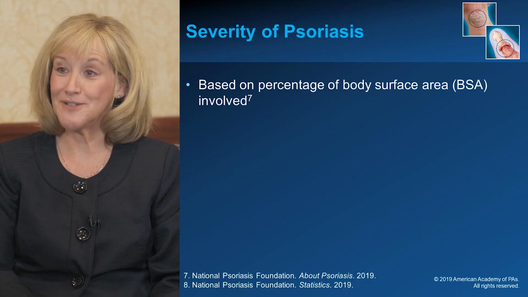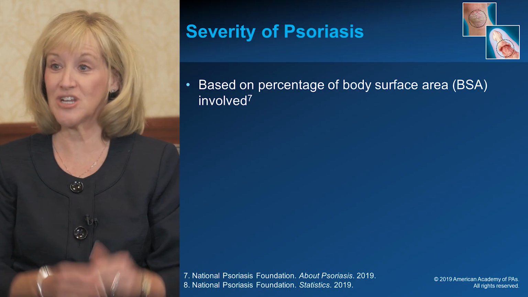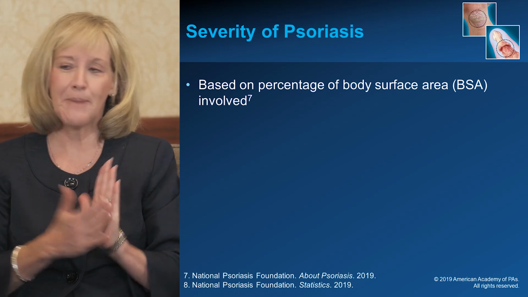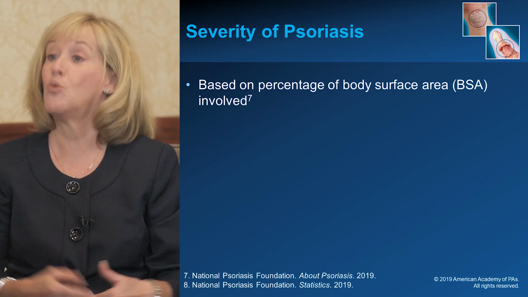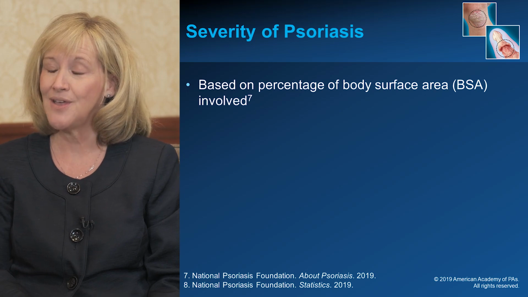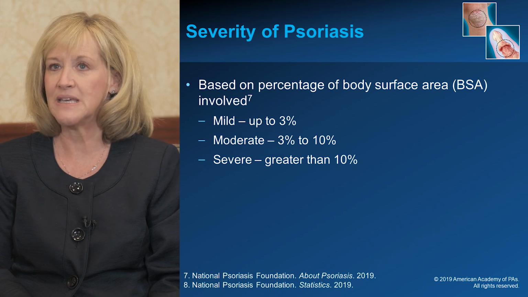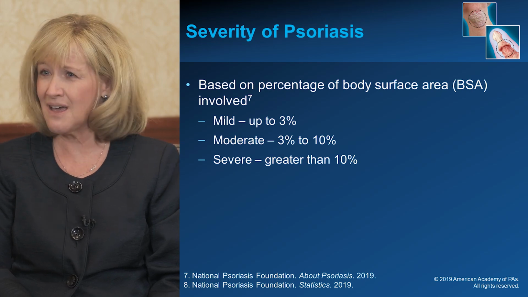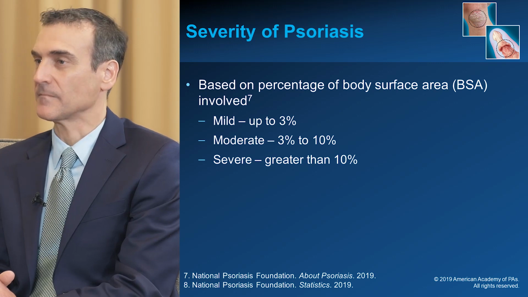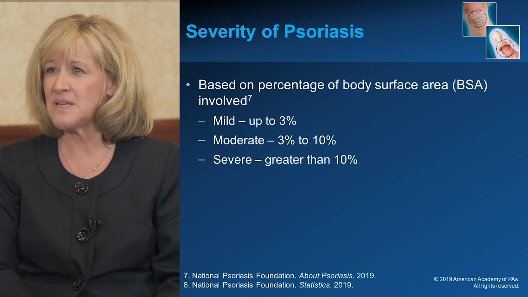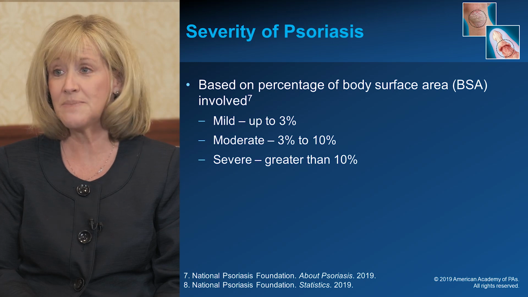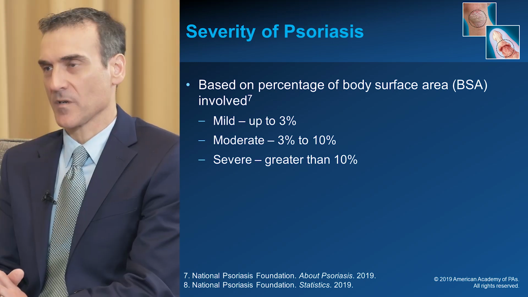How do we stage or grade the severity of psoriasis? One way you can do that is by looking at body surface area. And the way we do that is actually by using the patient's hand. The patient's hand actually equates to about 1% body surface area. So when you look at grading, you look at mild psoriasis as being equivalent to about 3 body surface areas, or 3 spans of the hand. Moderate would be 3 to 10, and severe would be greater than 10. BSA is an important component, absolutely.